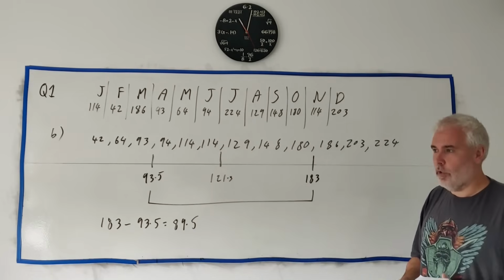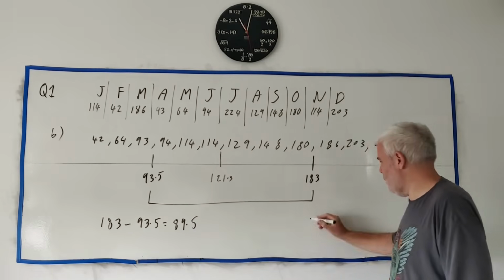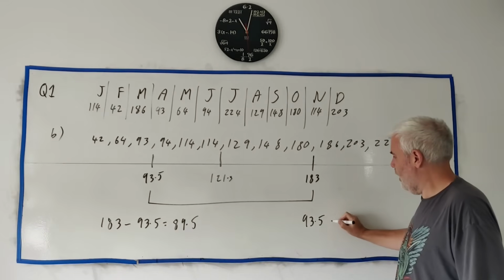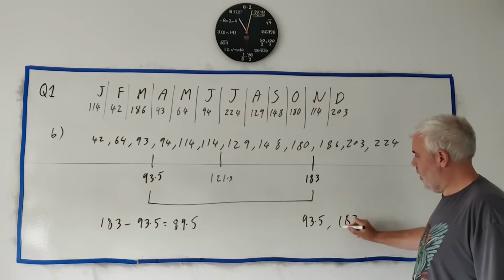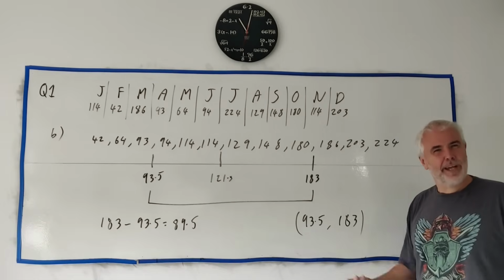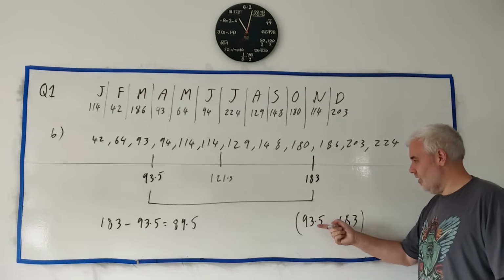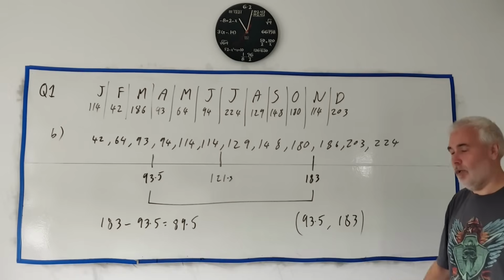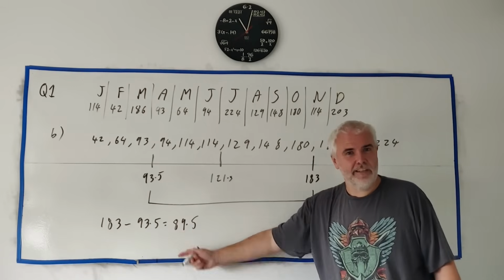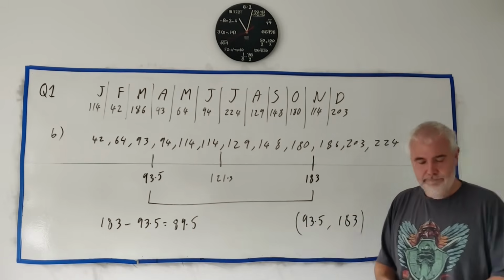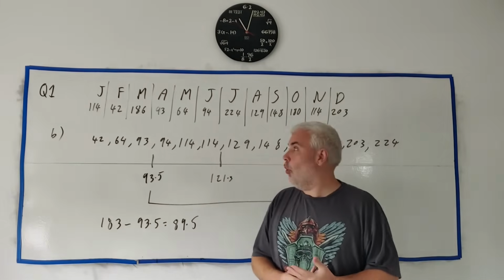That's the interquartile range. You could have also written as your answer 93.5, 183 with a bracket around it. Sometimes we write the interquartile range like this, from this number to this number. It's quite easy, obviously, to take them away to get that. Okay, that's it for question 1.